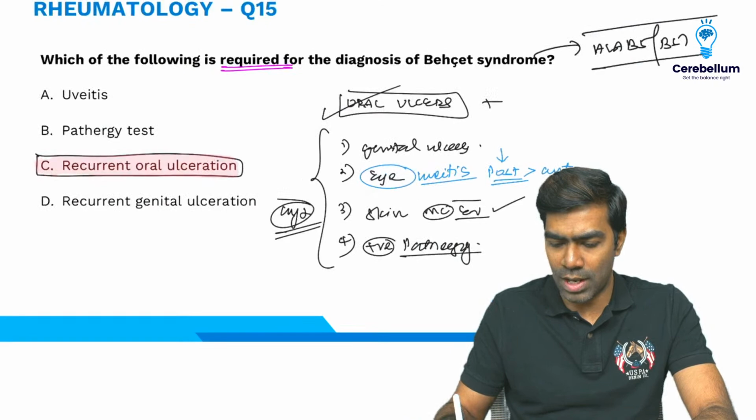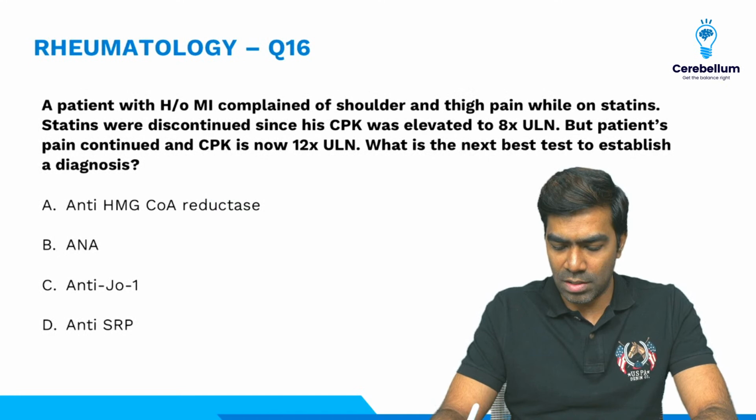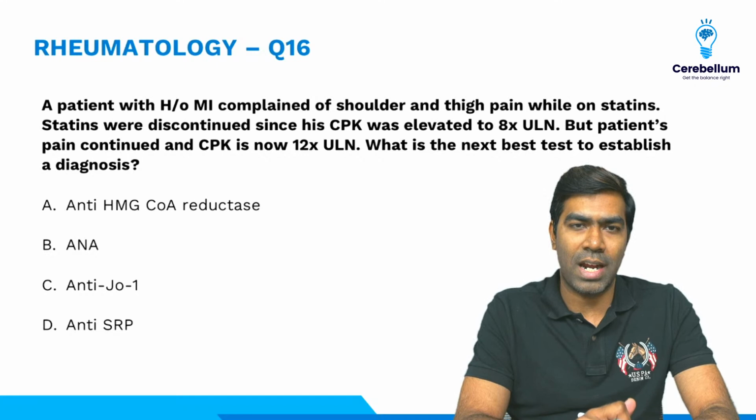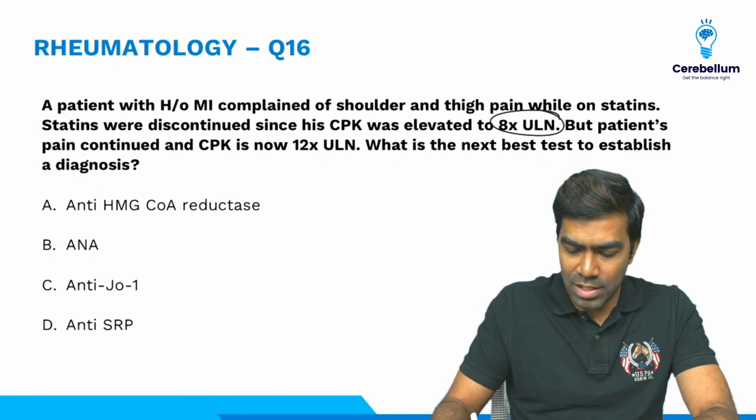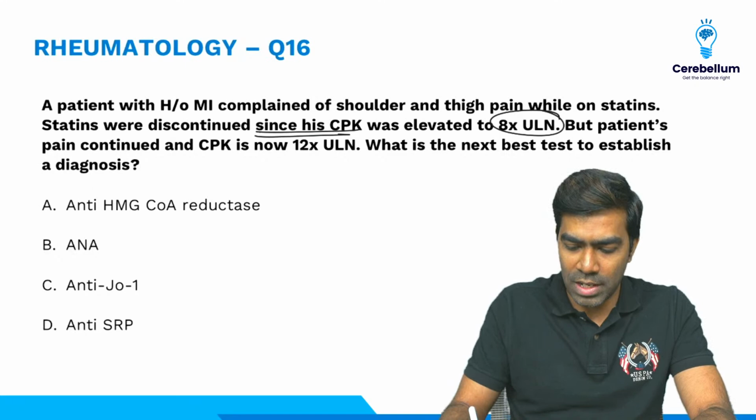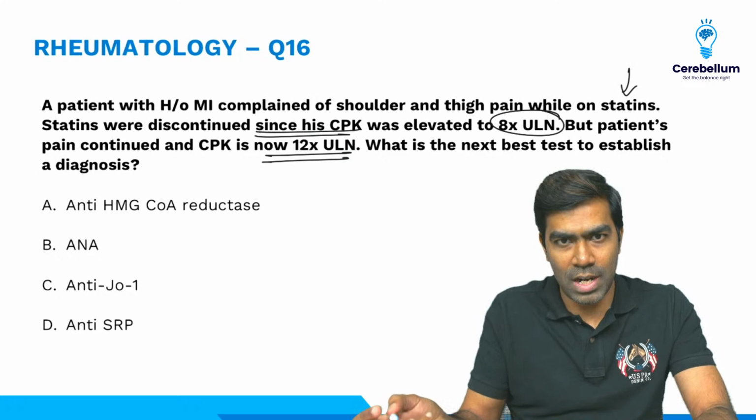So coming to question number 16. A patient with history of MI complained of shoulder and thigh pain while on statins. Statins were discontinued since the CPK was elevated to 8 times the upper limit of normal. But the patient's pain continued and CPK is now 12 times the upper limit of normal. So initially they thought it's due to statins. They stopped statins, but CPK continued to elevate to 12 times the upper limit of normal.